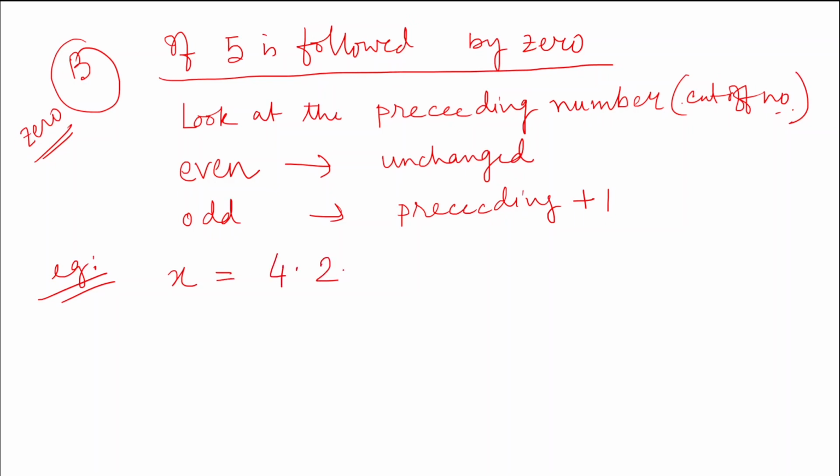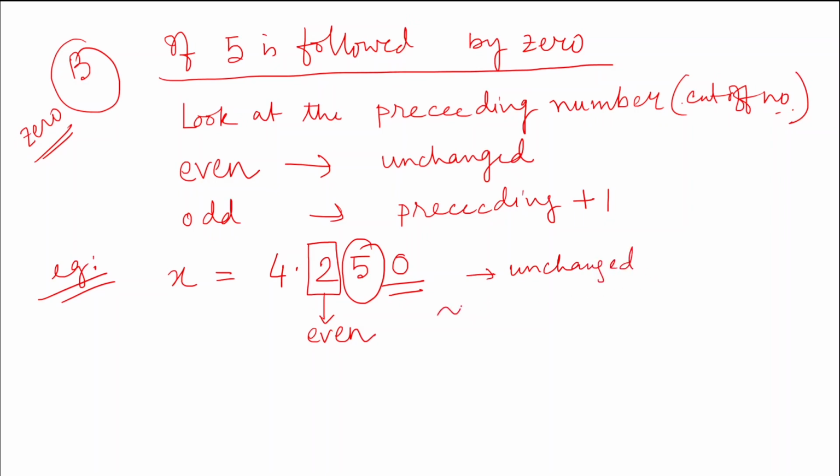Example, suppose the number is 4.250. 5 के बाद 0 है, so 5 से पहले वाला नंबर हम लोगों को देखना है. So this number is 2. 2 is even number, so it will remain unchanged. So if we round it off, then it will be 4.2, that is 2 significant digits, right?